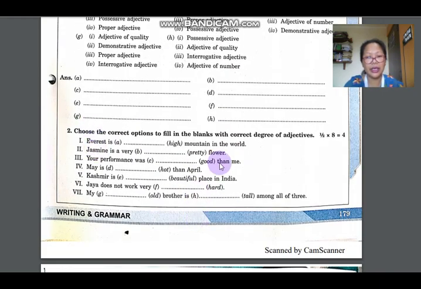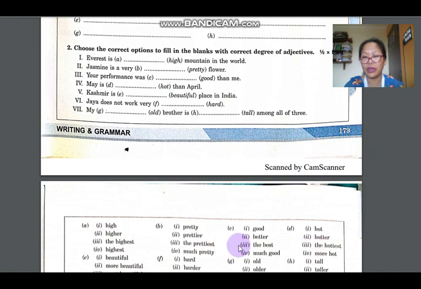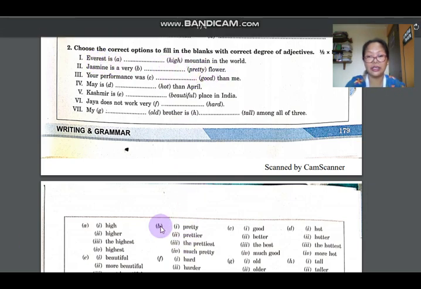Then question 2. Choose the correct option to fill in the blanks with the correct degree of adjectives. In lesson number 5 we have learned positive, comparative and superlative degree, right? These words are given in the bracket. You have to choose the correct degree from these options given: high, higher, the highest, highest. So you have to choose the correct degree of comparison. Everest is dash mountain in the world. We will use the highest. Everest is the highest mountain in the world.